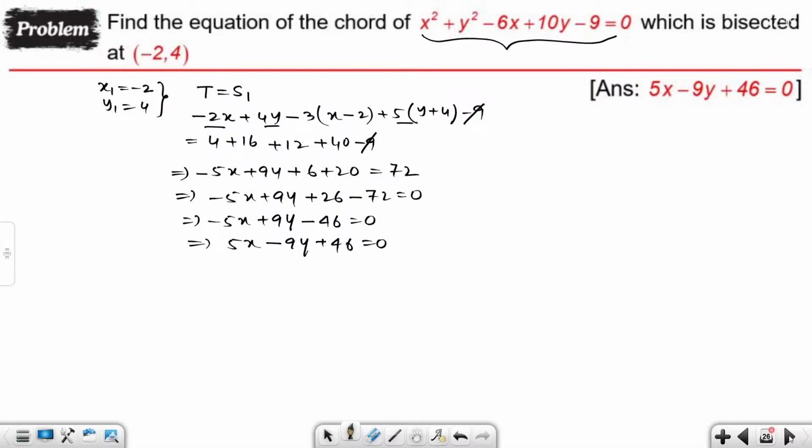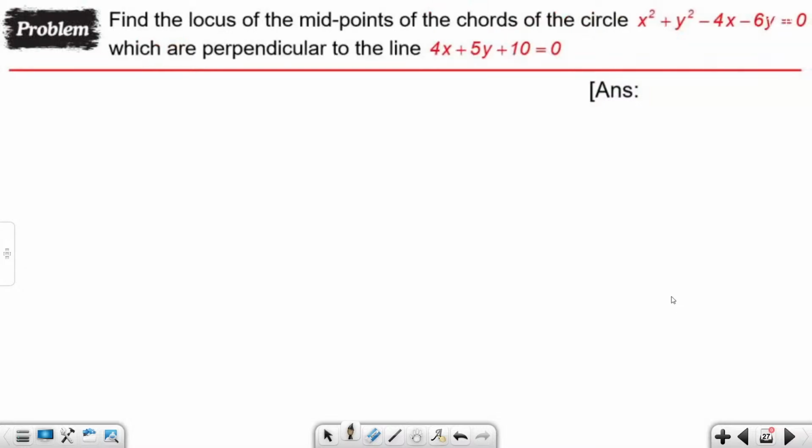Let me take the next problem. What is the question? The question is, find the locus of the midpoints of the chords of the circle this. Find the locus of the midpoint of the chords of circle this which are perpendicular to the line this. Okay, now you have to find the locus of the midpoint of those chords which are perpendicular to this given line.